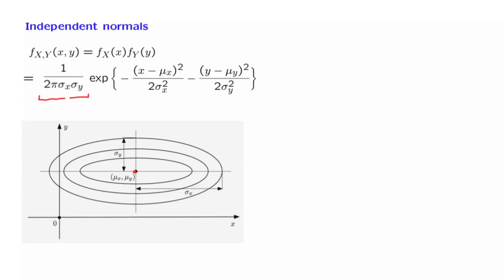The joint PDF is largest when the exponent is equal to 0. And this happens when x is equal to mu x and y is equal to mu y.